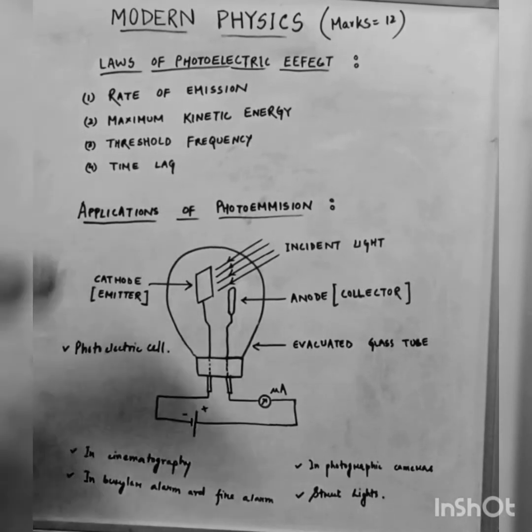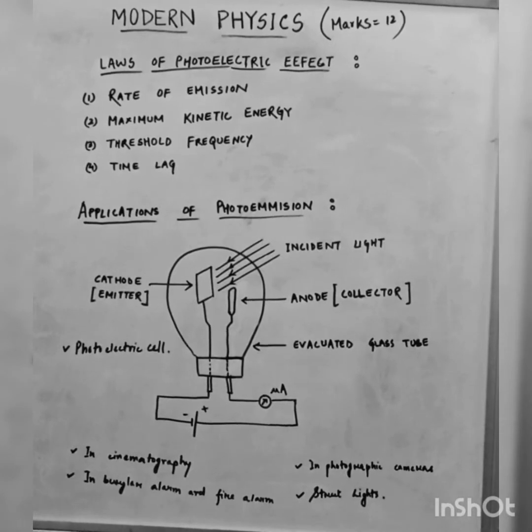The third law is the threshold frequency. We already know that there is a certain minimum frequency of the incident radiation, known as the threshold frequency, below which no photoelectron is emitted. That is, if the incident radiation is below the threshold frequency, we will not get any photoelectrons.